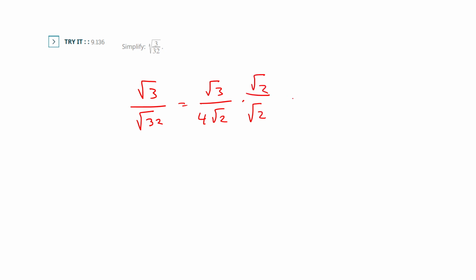Now top times top is going to give me the square root of 6. Bottom times bottom is going to give me 4 times 2, or 8. You see, this makes the 2. 4 times 2 would then be 8. Okay, I checked to see if that square root of 6 can be simplified, but it can't. And that's my final answer.